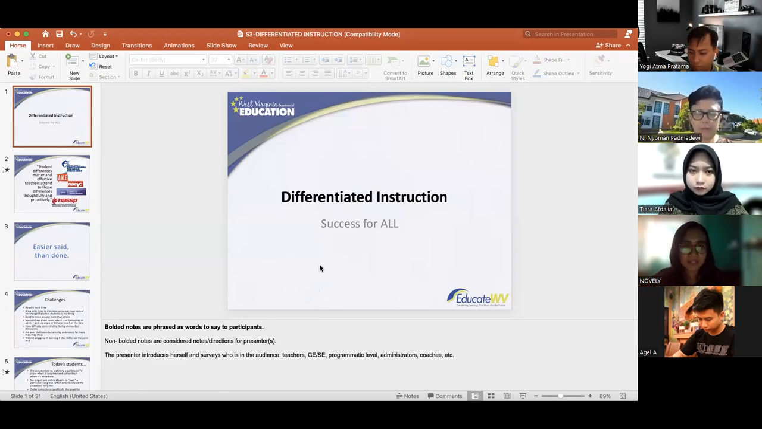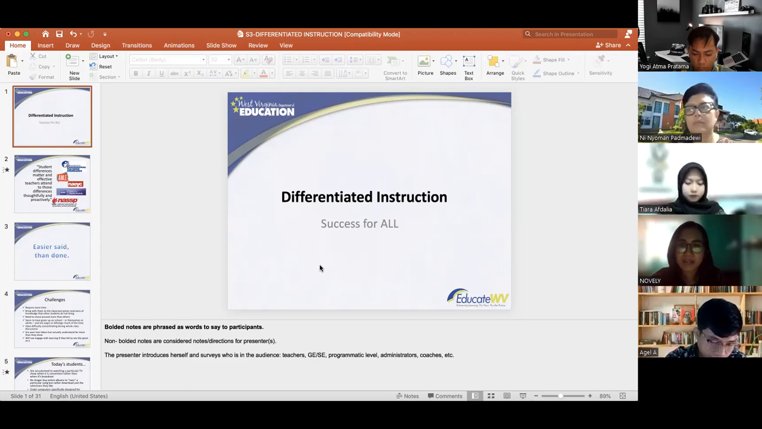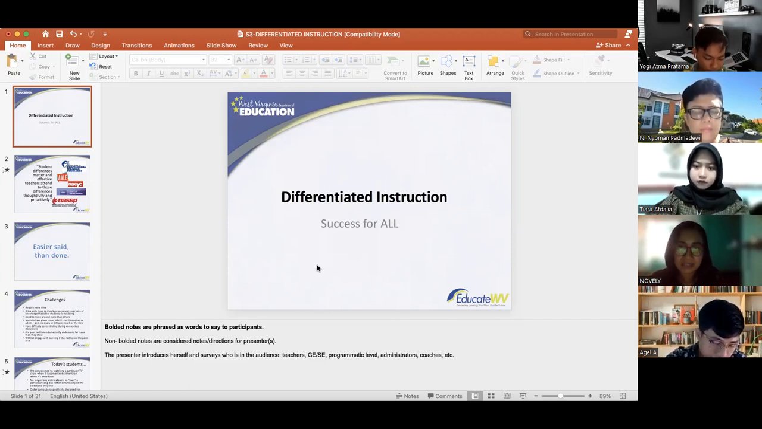I think this differentiated instruction needs to be applied in today's classroom because we already know that every student has their own characteristics and their own conditions. So the task that will be given to the student must meet the needs and the level of the skill of the students themselves.